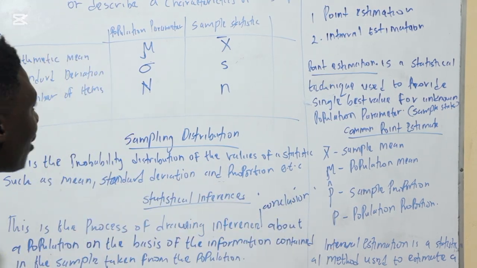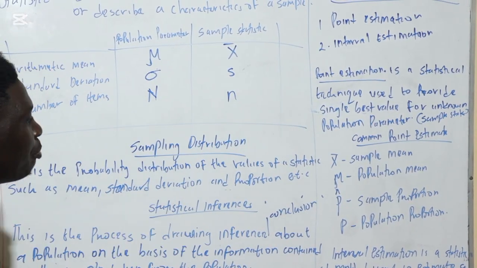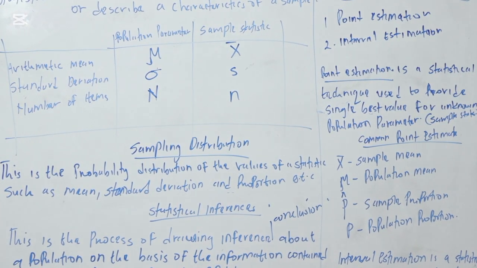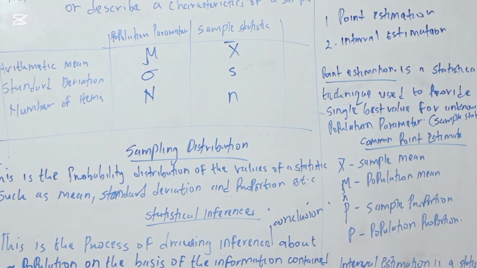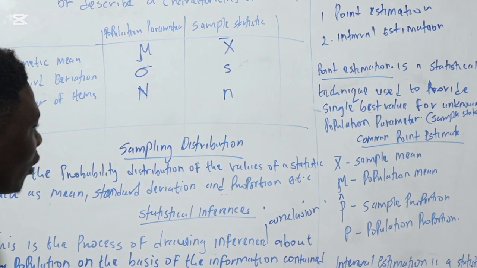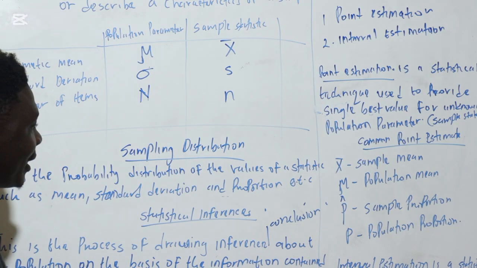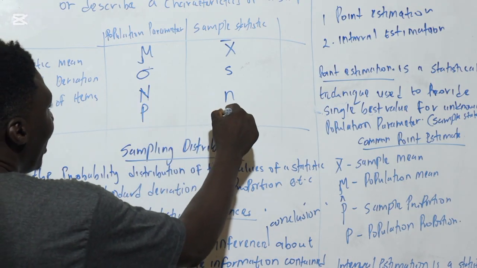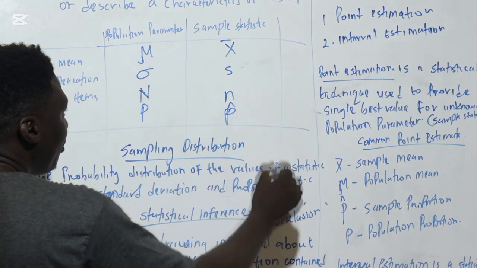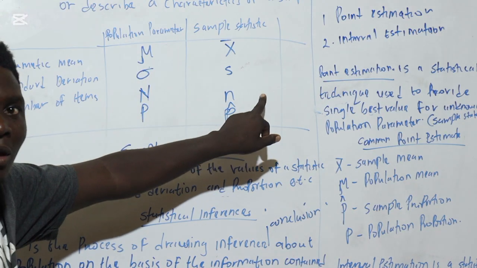P with a cap, that is the sample proportion. Then P with no cap is the population proportion. So for example, we can add it here. Here will be P, and here will be P cap. So this is the population proportion, and this is the sample proportion.